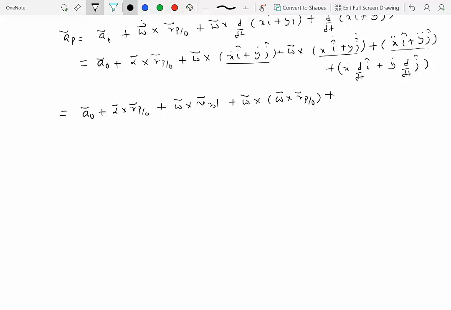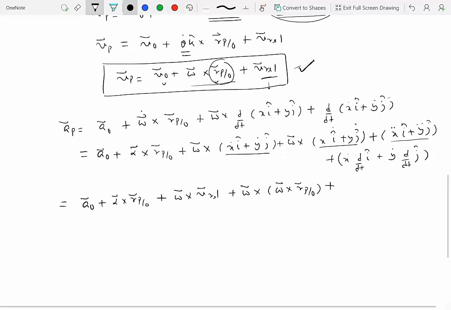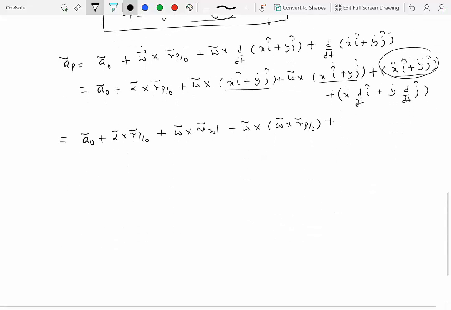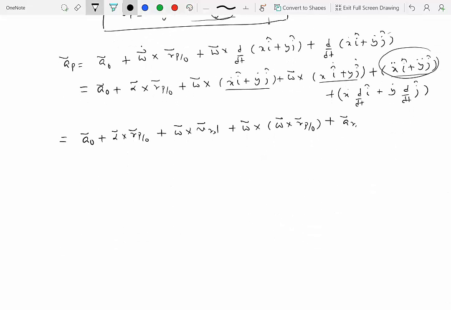This term over here, what is this? This is telling you the second derivative of x and the second derivative of y in the rotating or the moving reference frame, right? So just as x dot i hat plus y dot j hat was called relative velocity, this term would be called relative acceleration. So let's write that as relative acceleration, because this is the acceleration as measured in the rotating rigid body.